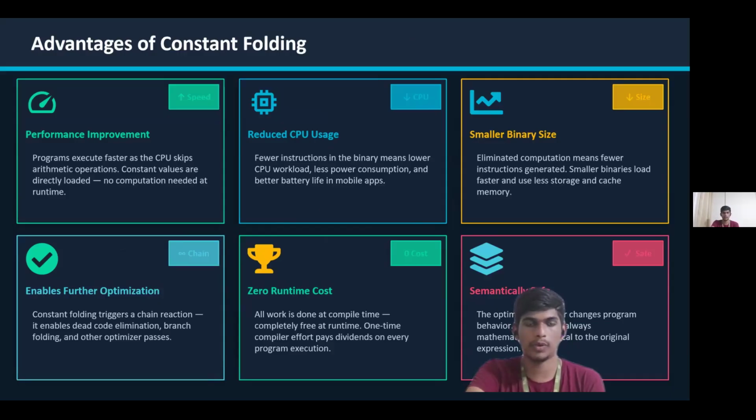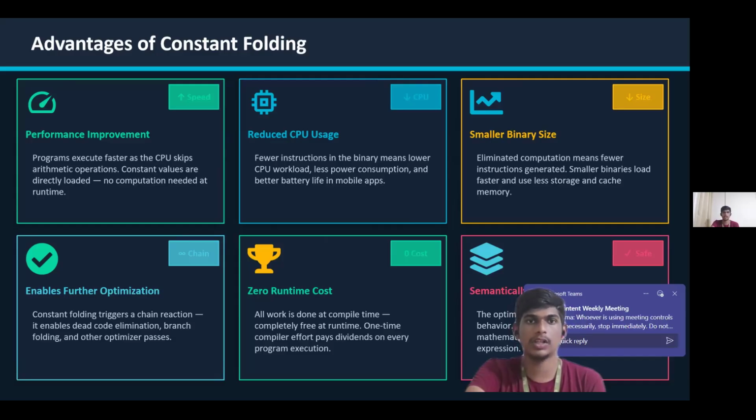Some of them are improving the performance. The programs get executed faster as you skip unnecessary cycles by performing operations in advance. Constant values are directly loaded, right? So no computation is needed at runtime, and also CPU usage is reduced, since the CPU cycles are reduced. And also a smaller binary size.